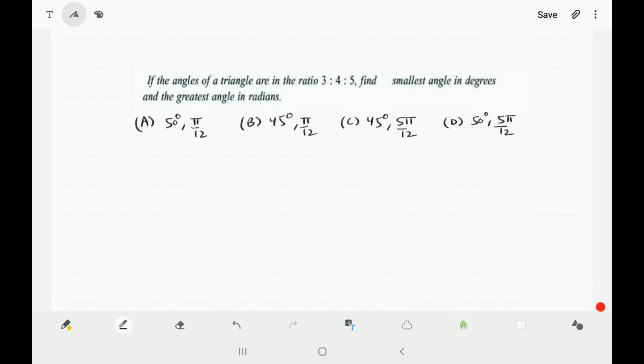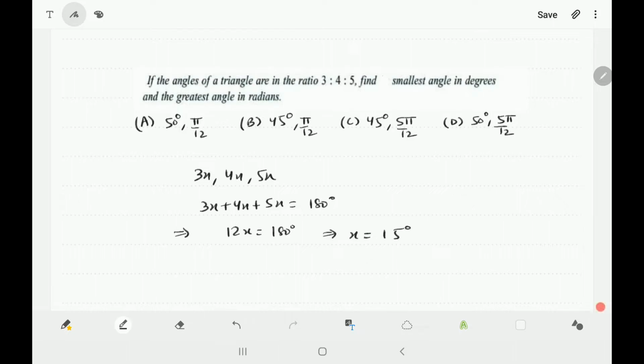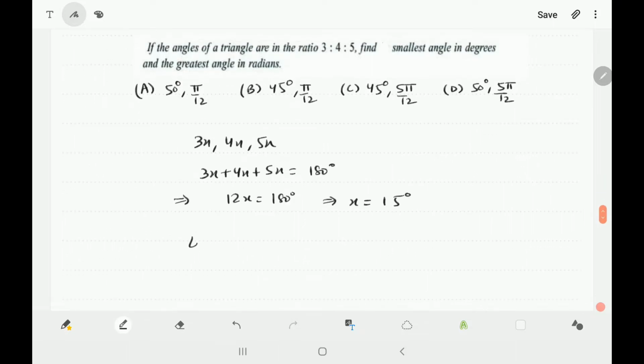If the angles of a triangle are in the ratio 3:4:5, then we have to find the smallest angle in degrees and the greatest angle in radians. So let's consider the angles as 3x, 4x, 5x because they are in ratio 3:4:5. You already know the sum of these angles will be 180 degree by angle sum property. So we will have 12x is equal to 180 degrees, and hence we will get x as 15 degrees. Is it clear? Because 12 into 15 is 180 degrees. So we will have all three angles as 45 degrees, 60 degrees and 75 degrees respectively.